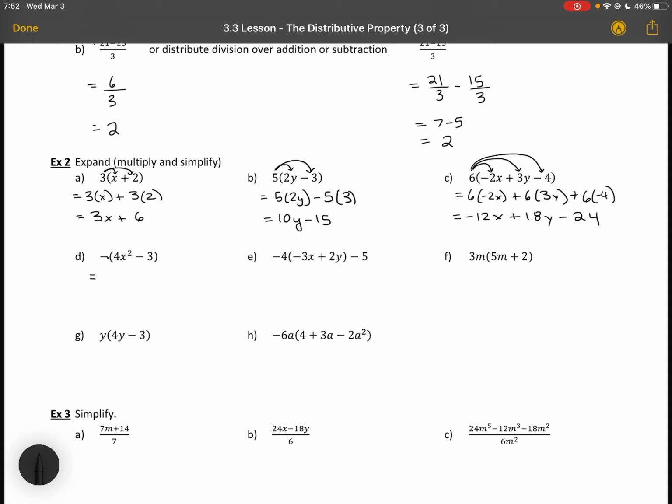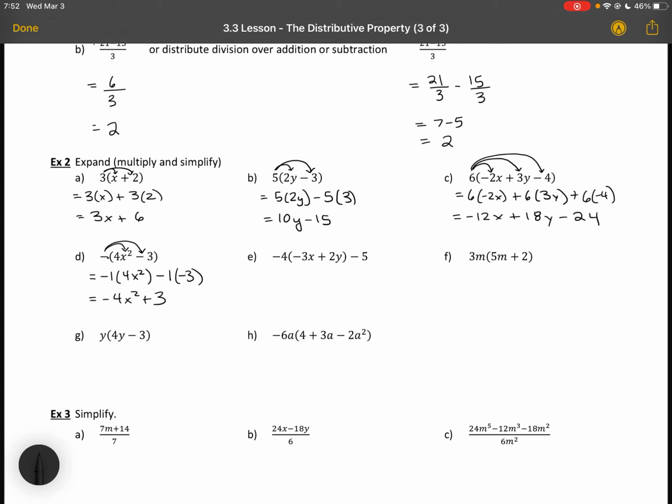D, I don't have a number. I only have a negative sign, but that is really the same as minus 1. So I've got minus 1 times 4x squared and minus 1 times minus 3. So let's write that out on our next line. Minus 1 times minus 3 gives us minus 4x squared plus 3.